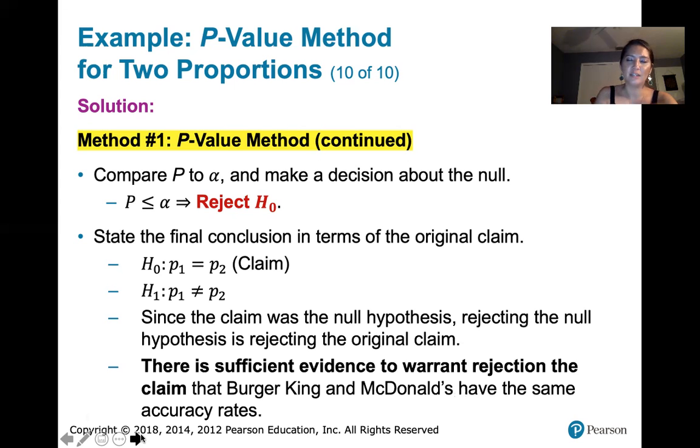So this is how we'll state our final answer. There is sufficient evidence to warrant rejection of the claim that Burger King and McDonald's have the same accuracy rates. Okay, so that is the p-value method.